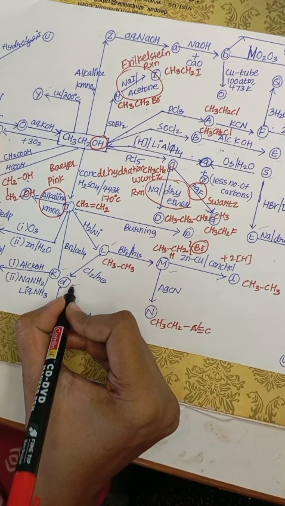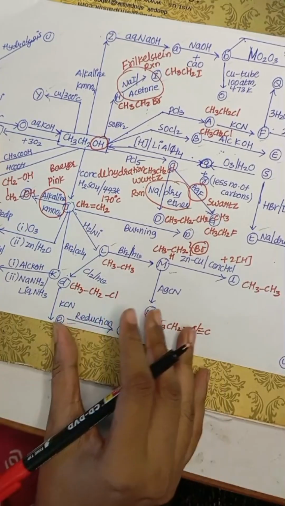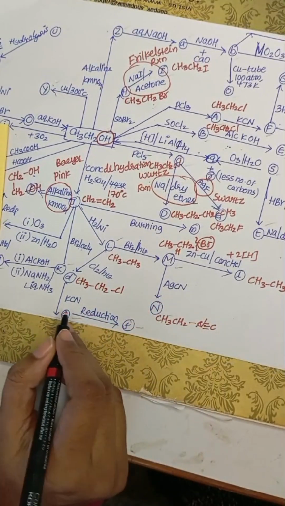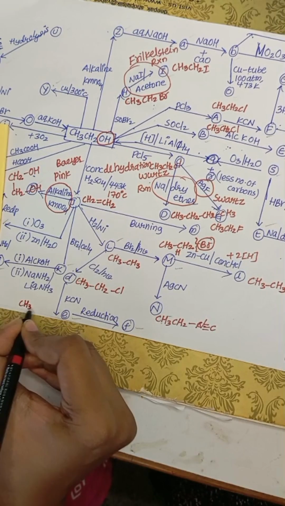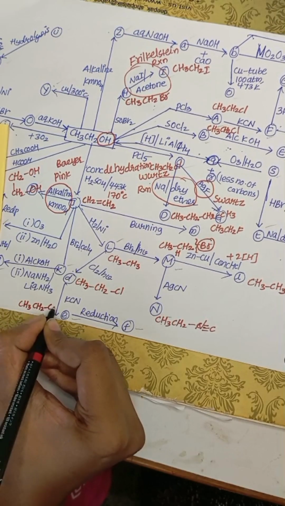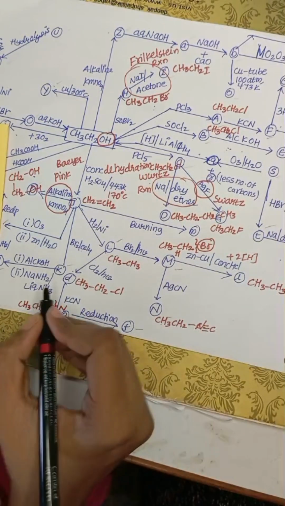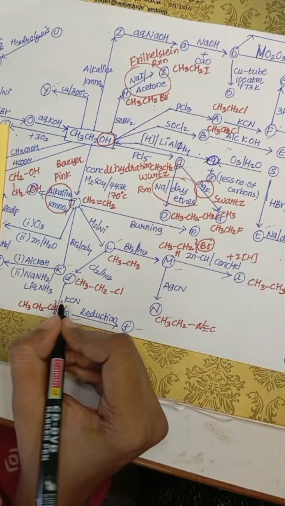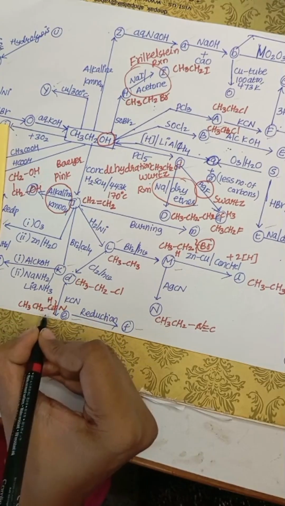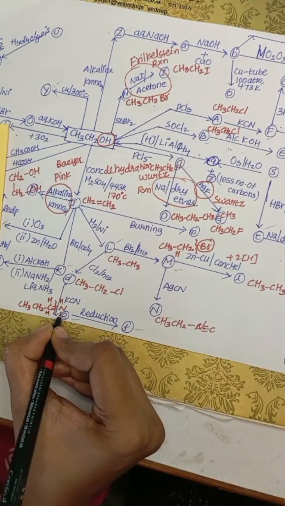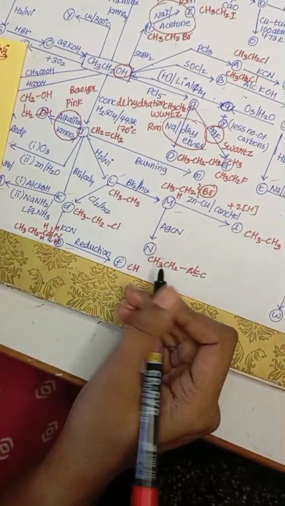Ethane under chlorination gives you chloroethane. When chloroethane is treated with potassium cyanide, it forms the corresponding cyanide. These cyanides undergo reduction, cleavage of the pi bonds happens, and it forms the corresponding primary amines.